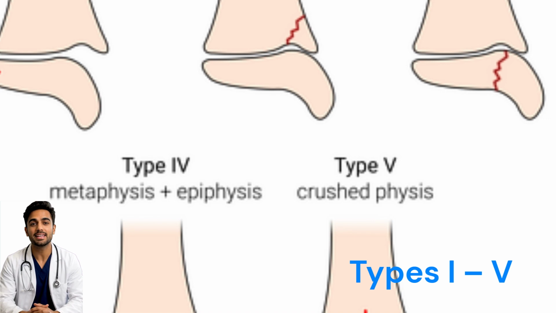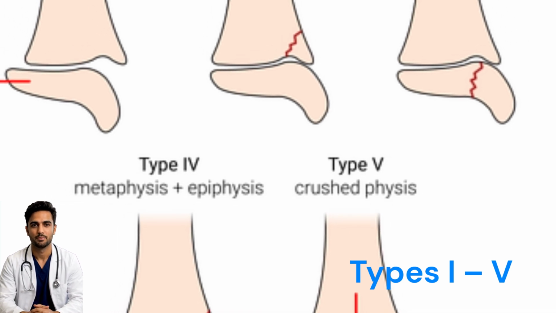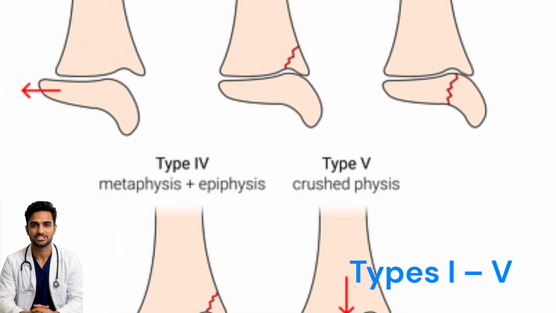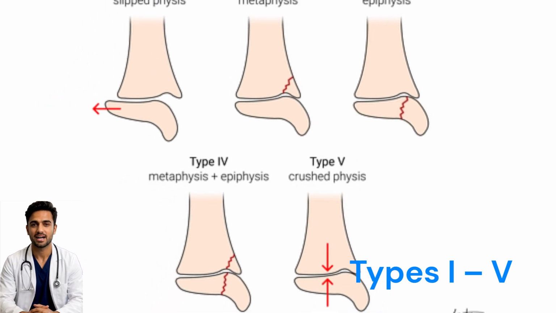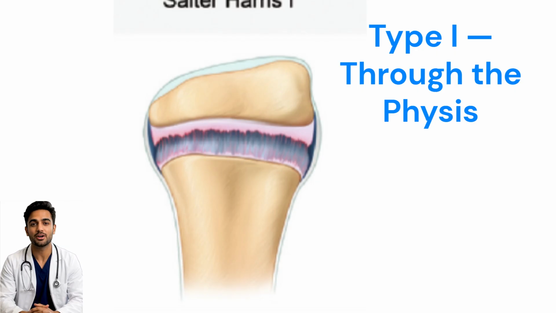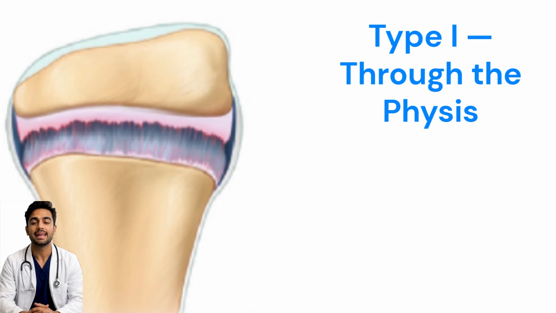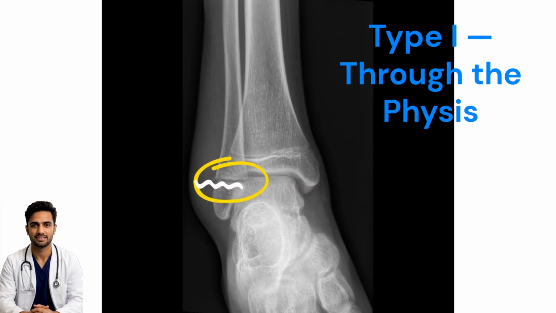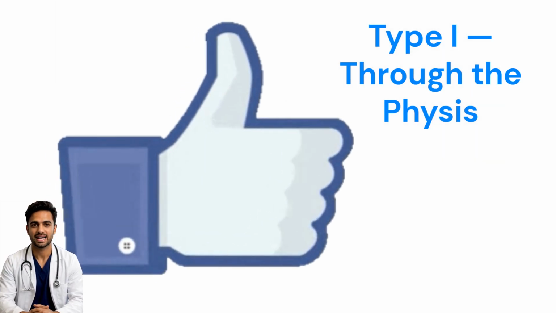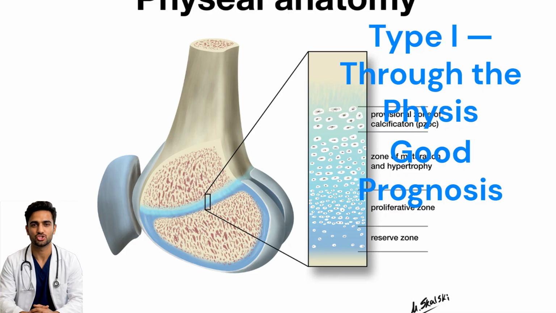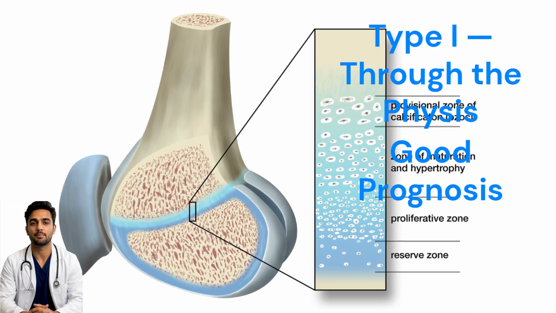The Salter-Harris classification describes how a fracture line passes through the metaphysis, physis, and epiphysis, and it divides physeal injuries into 5 main types. Type 1 fractures pass directly through the physis, separating the epiphysis from the metaphysis without involving bone on either side. These injuries are often seen in younger children and usually have a good prognosis because the germinal layer of the growth plate is typically preserved.